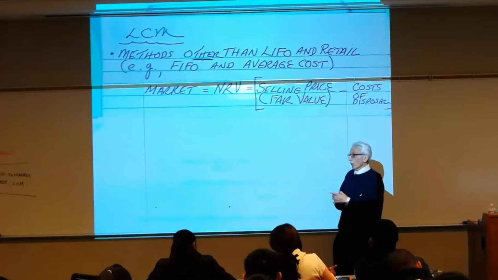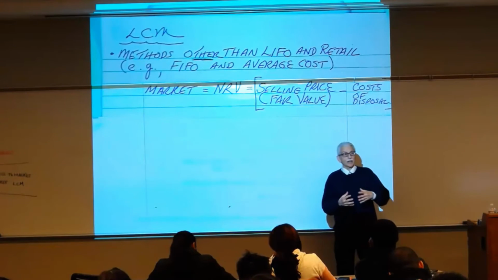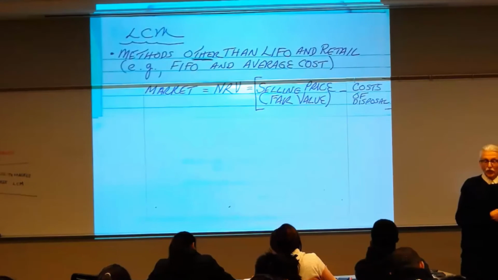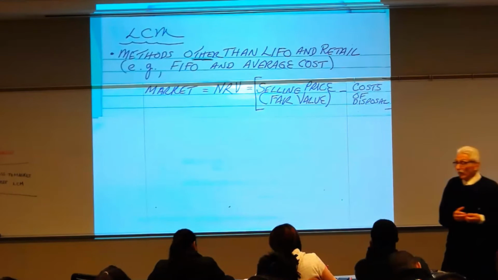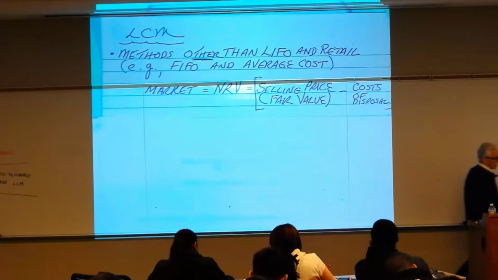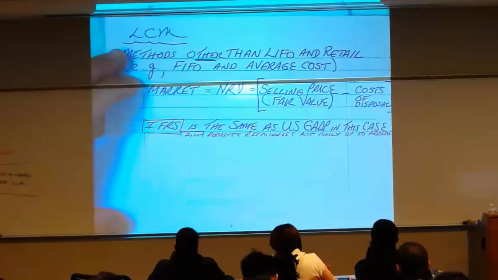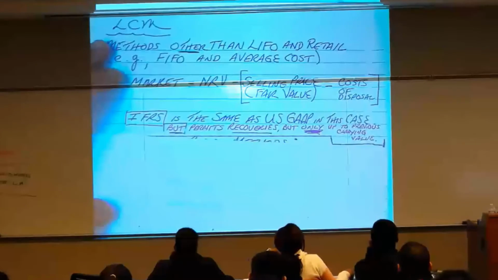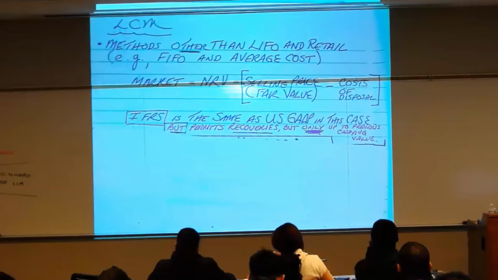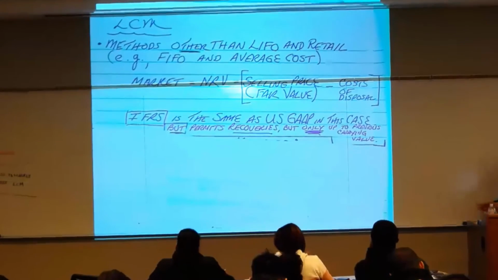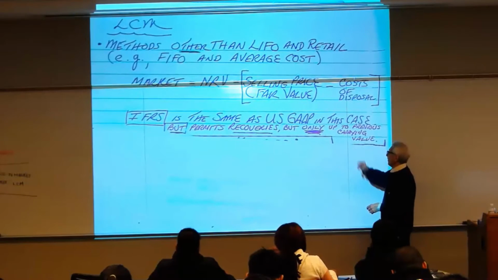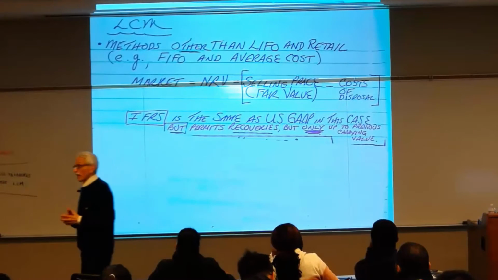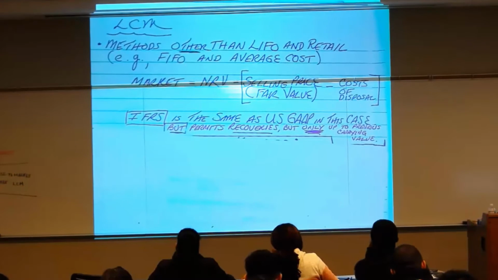The problem, of course, is when you're doing some homework, or you're a client, or you're on an exam, or it's the CPA, you have to know what method the company's using. And this is a complexity that's caused by US GAAP, because IFRS is always constant. IFRS is the same as US GAAP in this case. I can tell you that IFRS permits recoveries, but only up to the original carrying value. US GAAP does not permit recoveries, so that's something we know, and we'll talk about some exceptions.